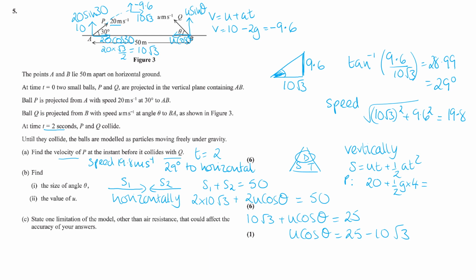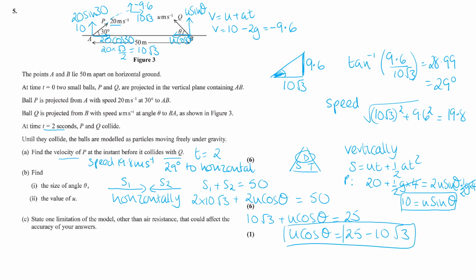So Q is going to be 2u sine theta plus half g times 4. So they're both equal. Now what we can do to both equations is take this half g times 4 off both, and get that, dividing by 2, 10 is equal to u sine theta. So these are our two equations.